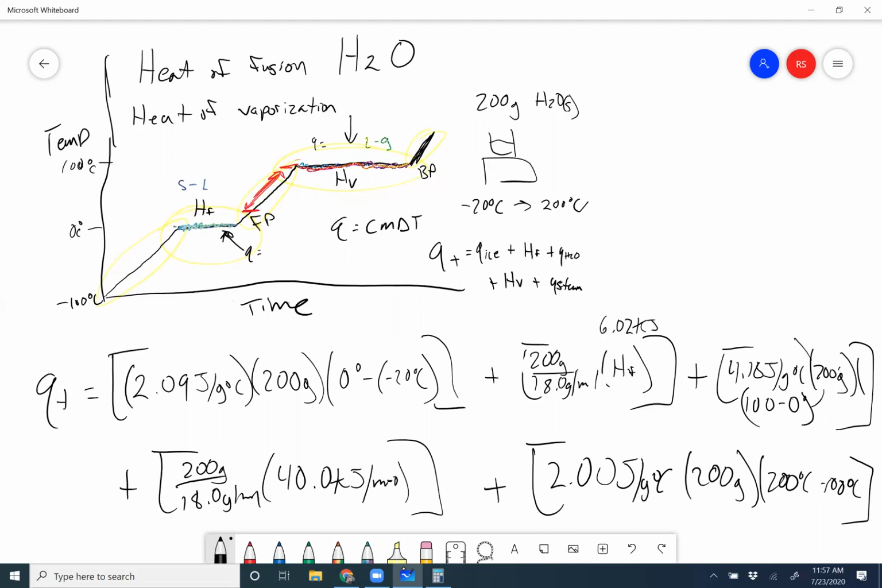It's not on the test. All I want you guys to be able to do is know which equations would solve, but that's it. So like this, the slopes are Q equals Cm delta T. The plateaus are heat of fusion and heat of vaporization. So it's just adding them all together. So you guys don't have to do this crazy math. Again, not difficult math, just too much of it.